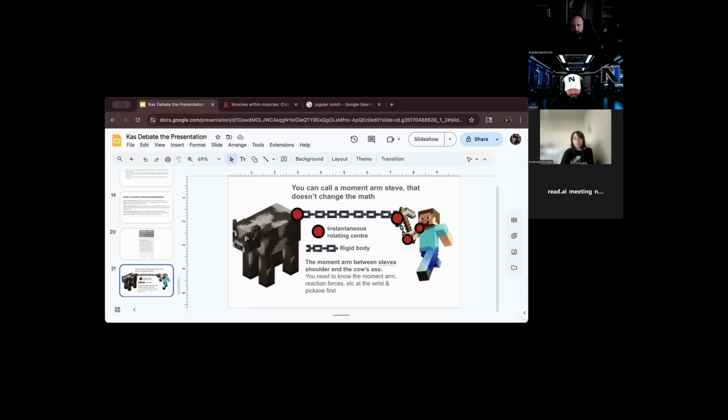Now, you can call a moment arm Steve, you can call a moment arm whatever, but if we're trying to look at the relationship and the leverage between, I guess, joint A and joint B being on the cow's butt, you're still going to have to account for the reaction forces and all the other muscles in between, especially if you're trying to draw the conclusion that you can bias them based off of leverage.